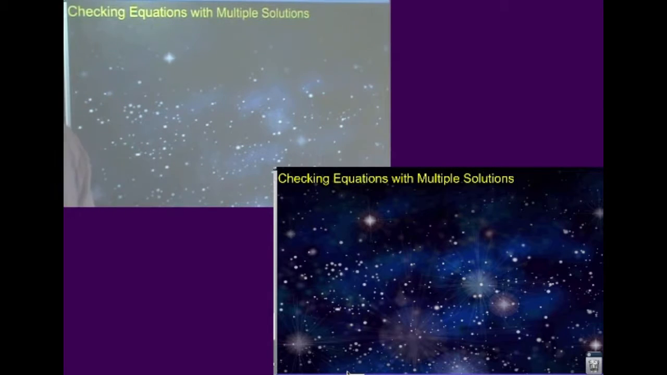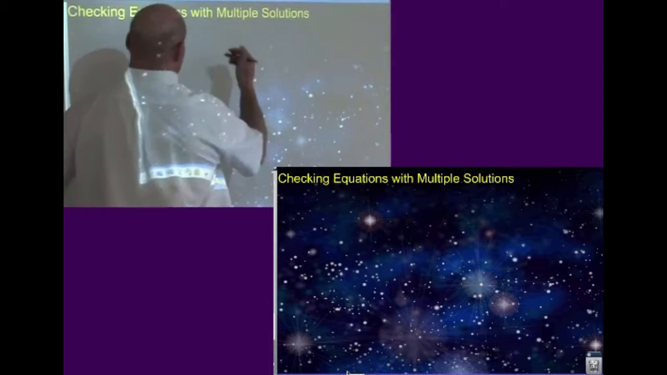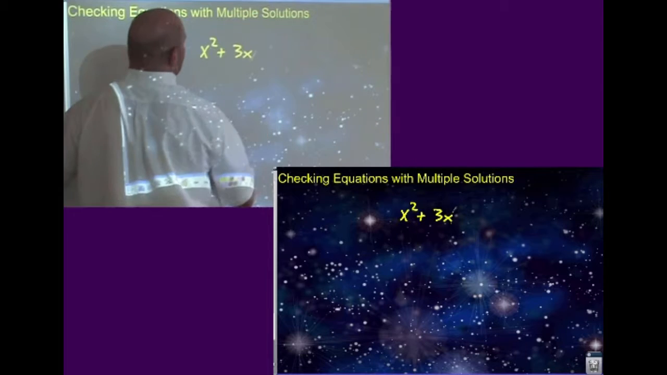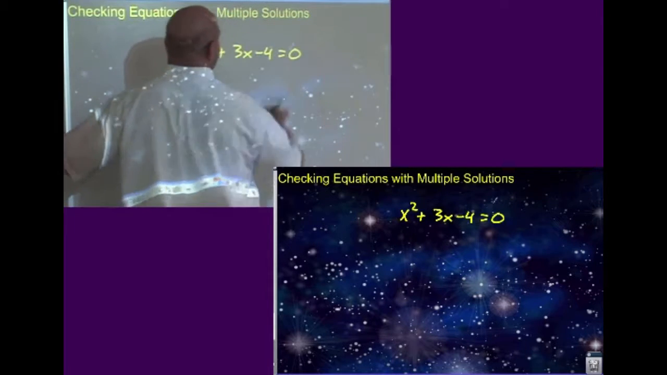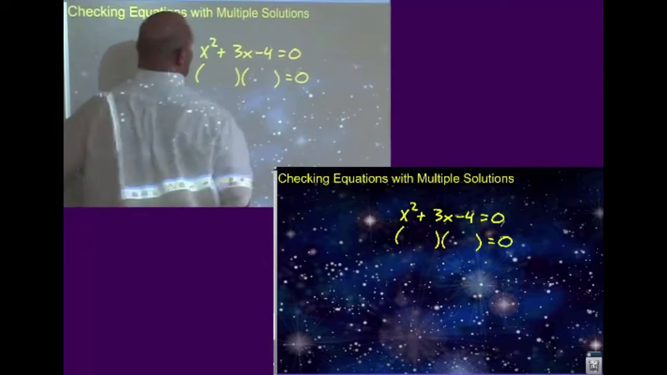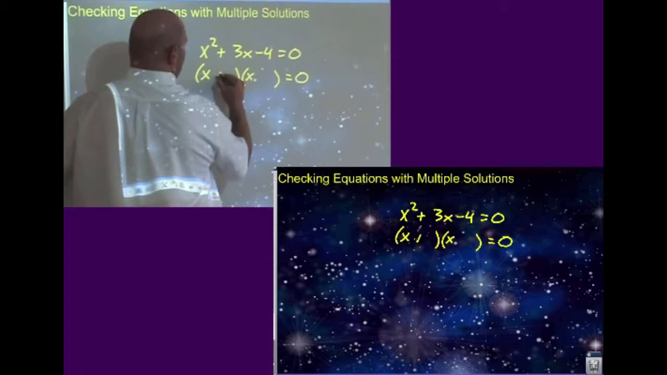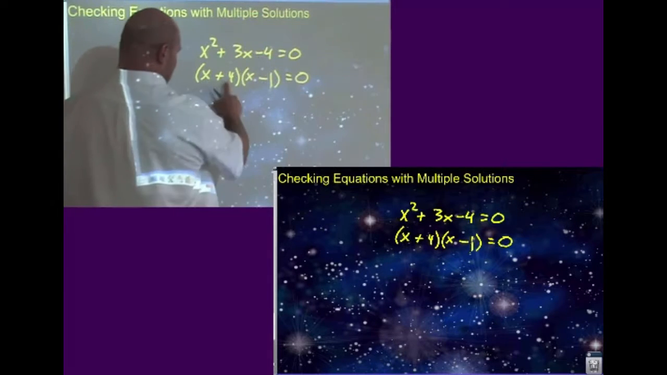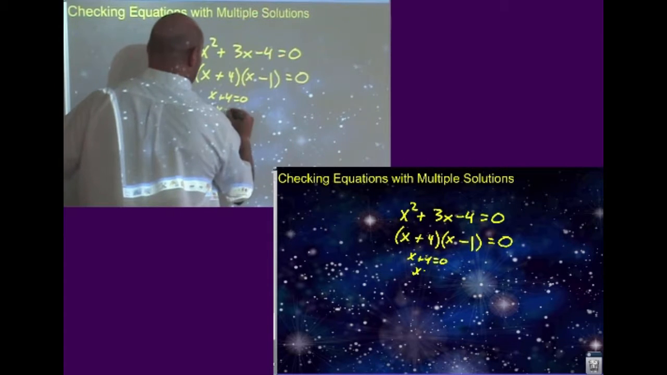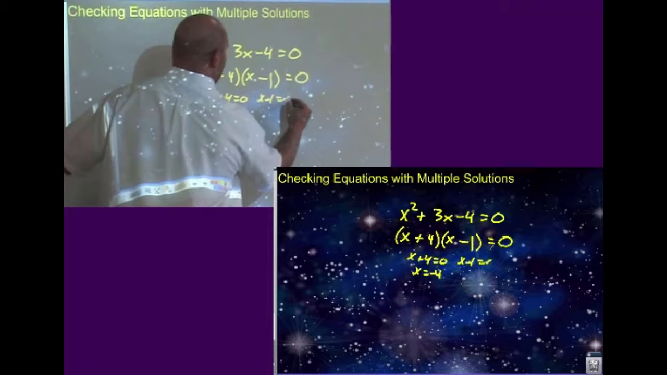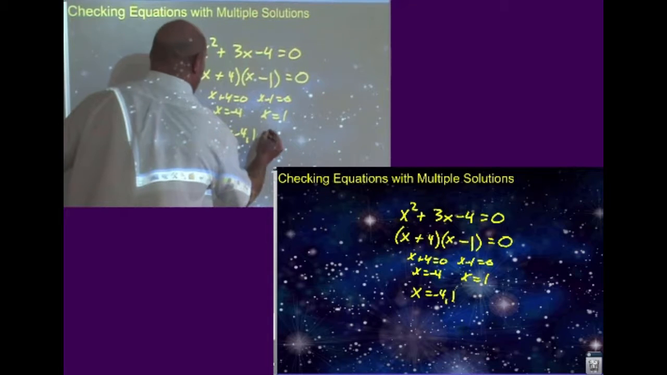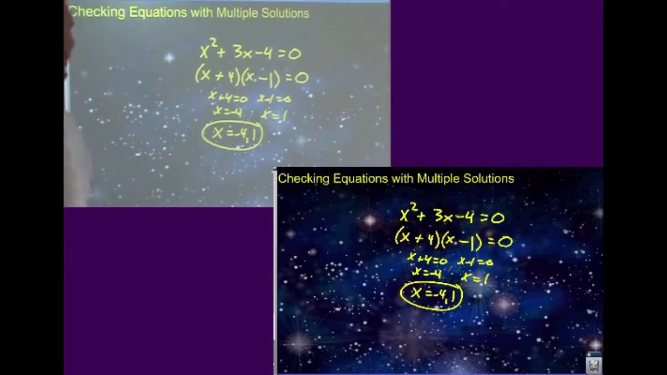What if there's more than one solution? What if, for example, I had x squared plus 3x minus 4 is equal to 0, and I go to solve this, and of course I'm trying to factor it, and I end up with plus 4, minus 1, since 4x minus 3x works. So x plus 4 is equal to 0, so x is negative 4. x minus 1 is equal to 0, so x is 1. I end up with two solutions. x is negative 4 or 1. Again, I'm going to circle that, but there's more than one solution.